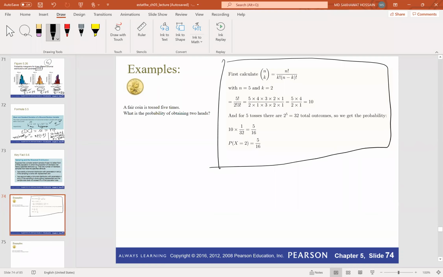So what do you think? How do you figure out how many successes or failures? It will be given how many successes you want to have. For example, in this example, what is the probability of obtaining 2 heads? So we want 2 heads, which means this is the number of successes, right?